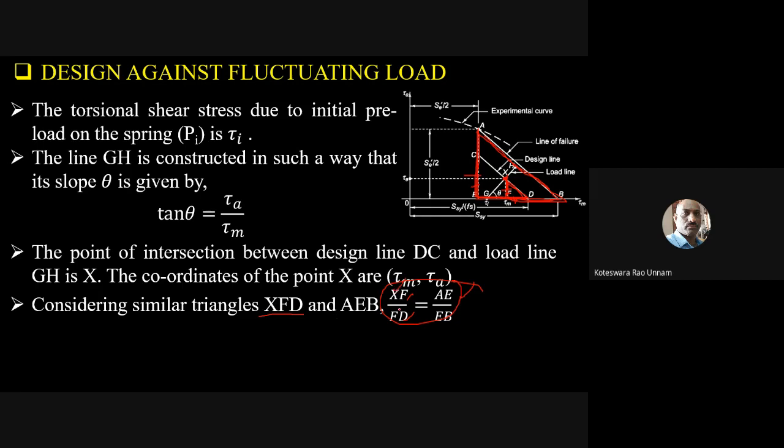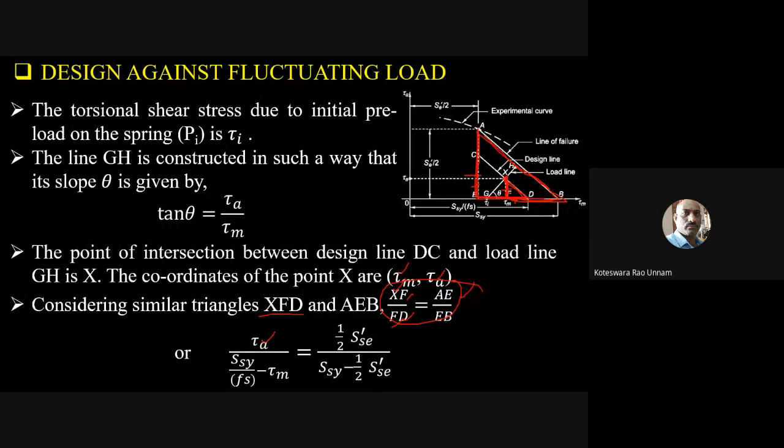Now if I substitute what is this XF, FD, AE and EB, I'll get the failure line, design line equation. So that comes out as something like this. Your XF is nothing but your amplitude stress. Where here the X point coordinate is tau M and tau A, XF is a coordinate on ordinate. If I extend to here, I'll get tau A only. So it is tau A. Then FD. FD is this distance. Up to this point, it is tau M. So then from that I need to subtract this tau I.